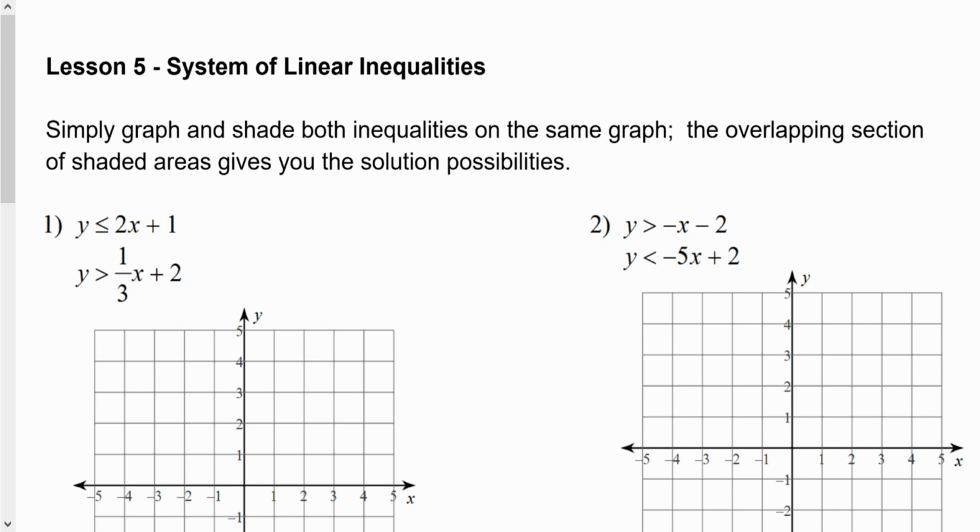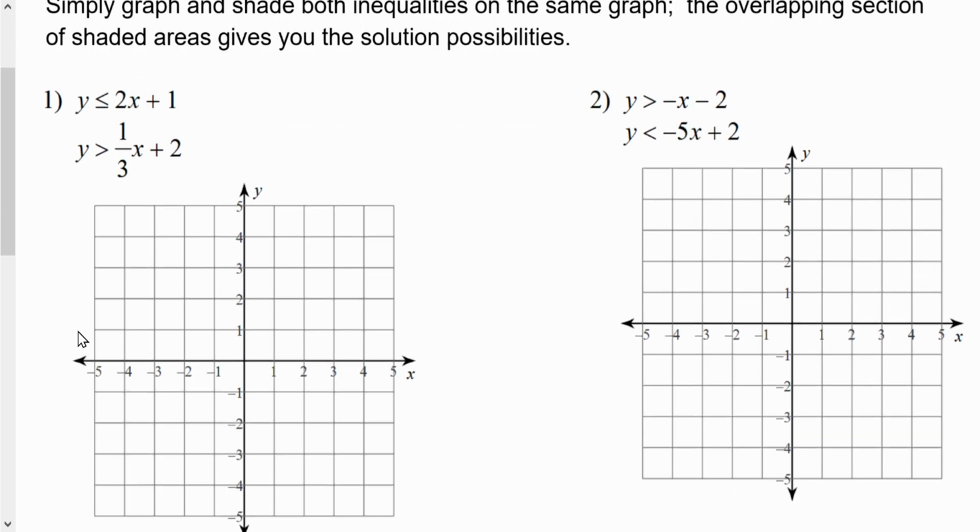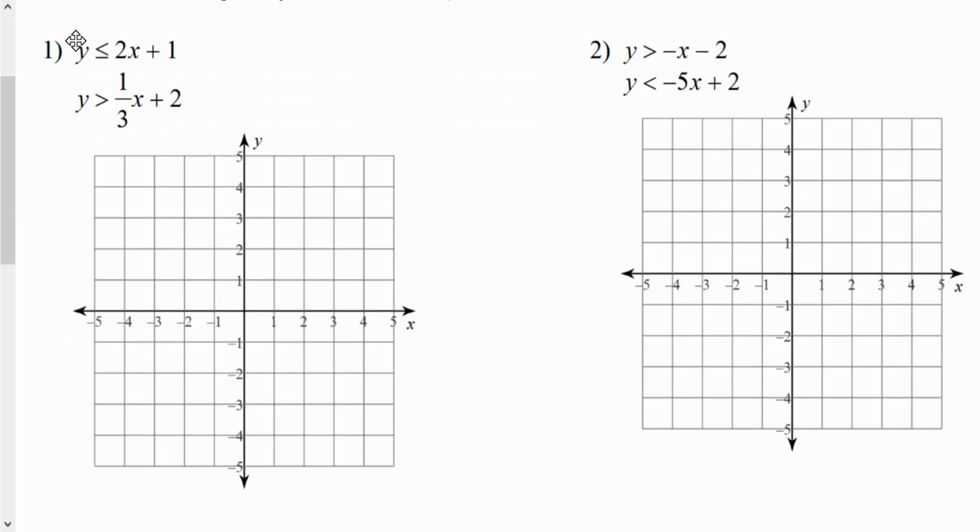Let's take a look at how we solve this system of linear inequalities. Graph them, shade both of them, and then where the shading overlaps, that will be your solution to this system, because that's what the system is. It's more than one inequality. So, first equation will be in green. Excuse me, actually it should be inequality.